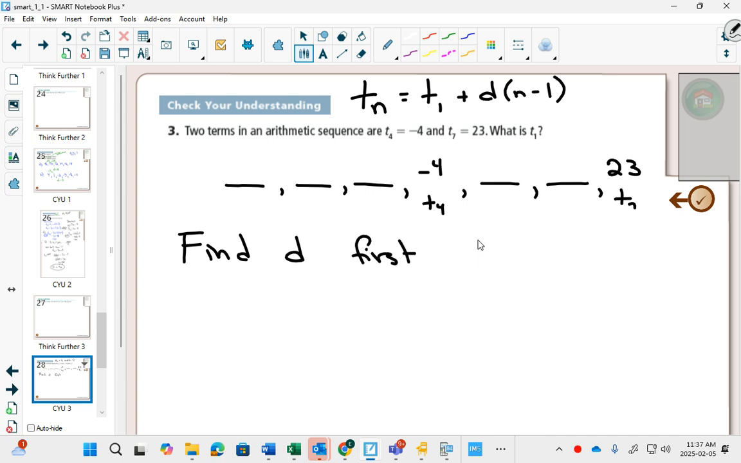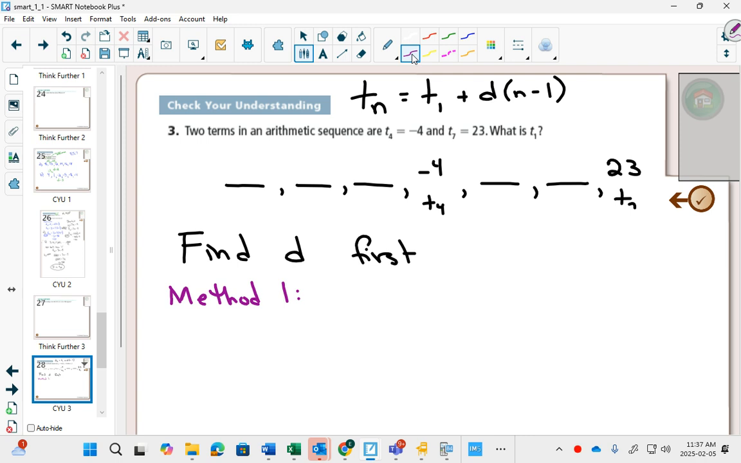find D first. And I'm going to show you two different methods for finding D, and you can decide which one you like better. Okay? Some people like method 1 better, some people like method 2 better. So here in purple, I'm going to do method 1.